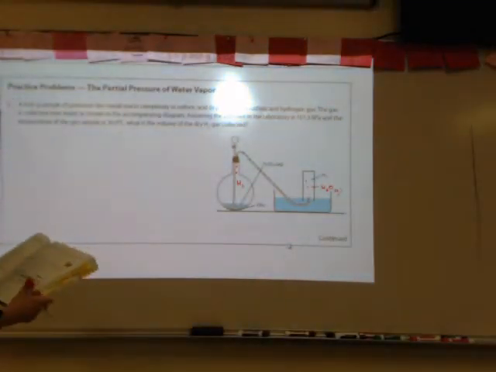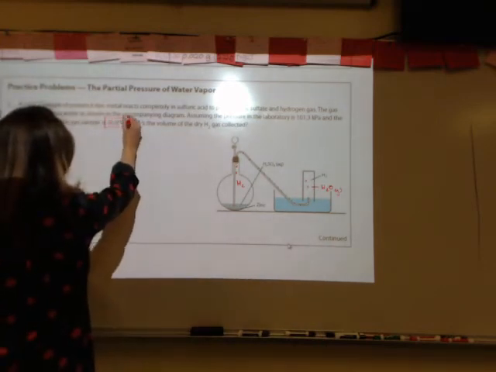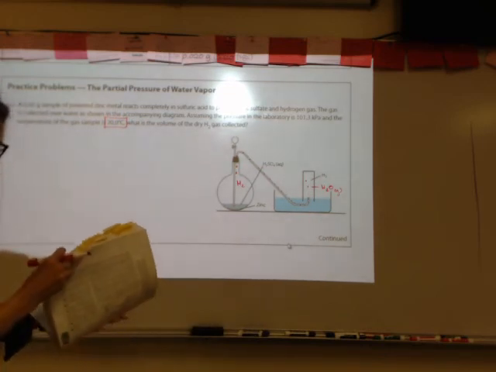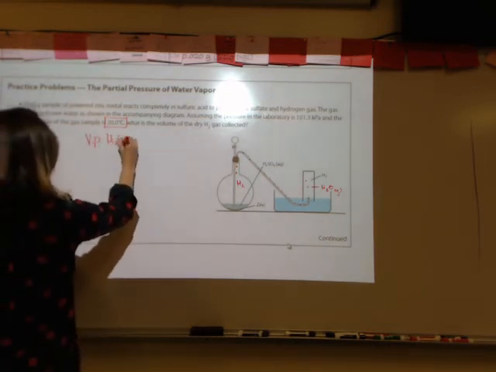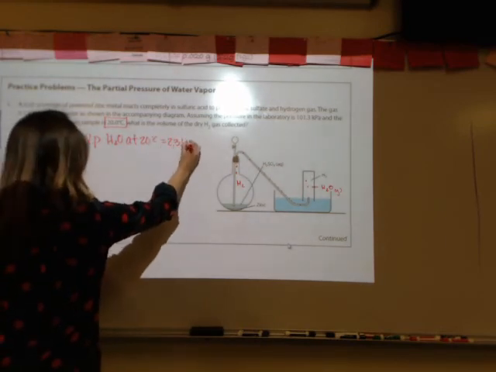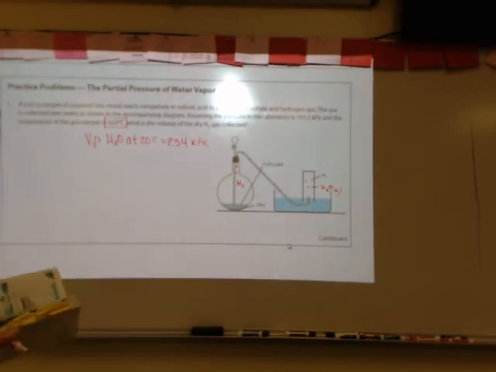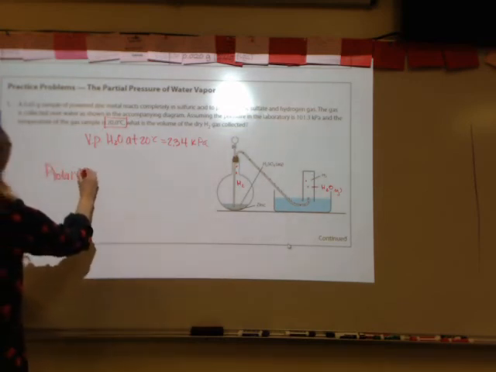Now, they want to know at 20 degrees Celsius, the reason they gave you this temperature is so that you can look back at the previous page to get the vapor pressure of water at 20 degrees Celsius. And the vapor pressure of water at 20 degrees Celsius is 2.34 kilopascals, okay? And you're going to calculate the pressure of the dry gas.